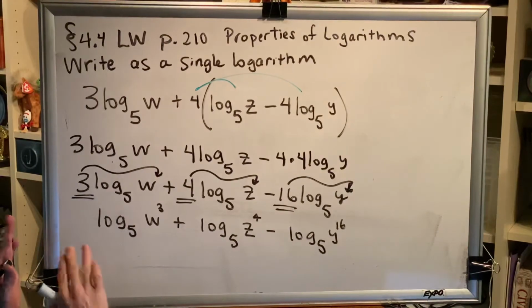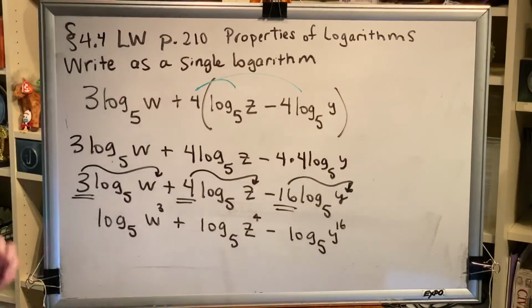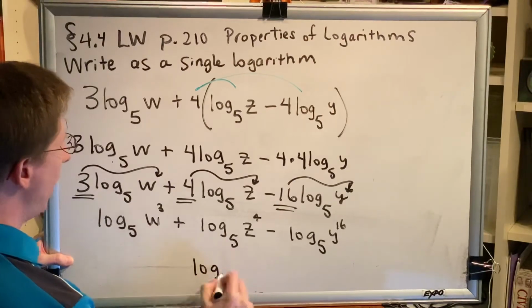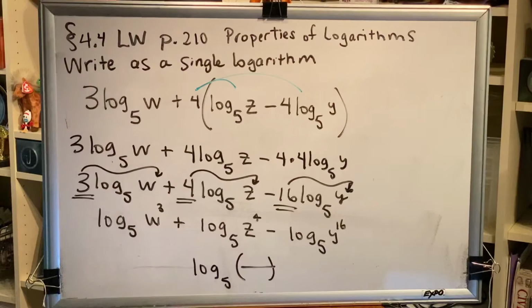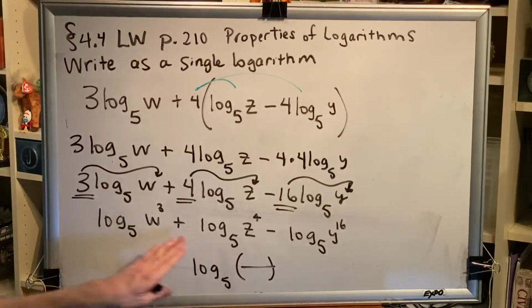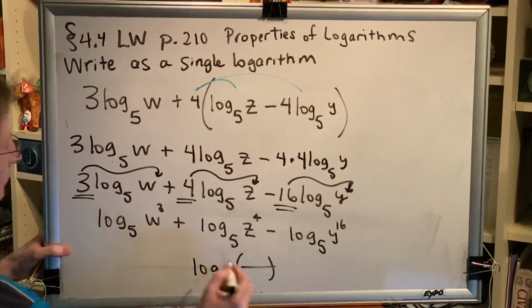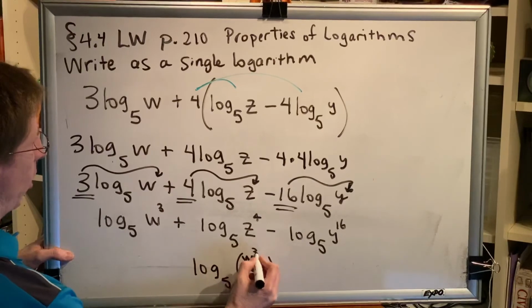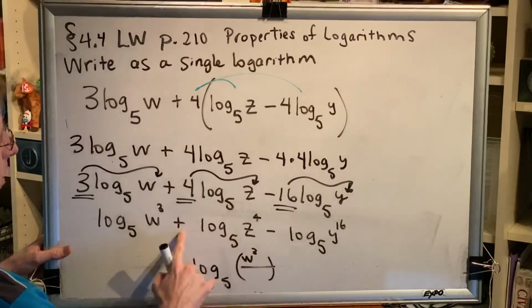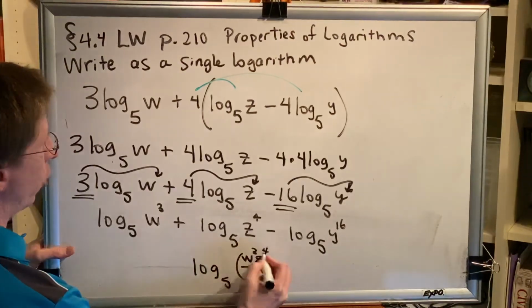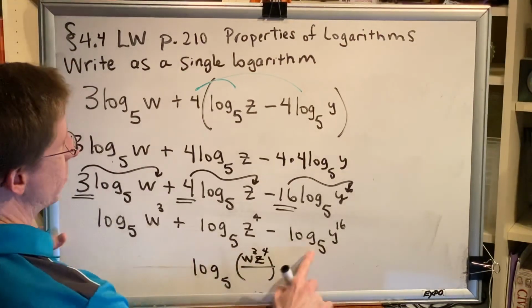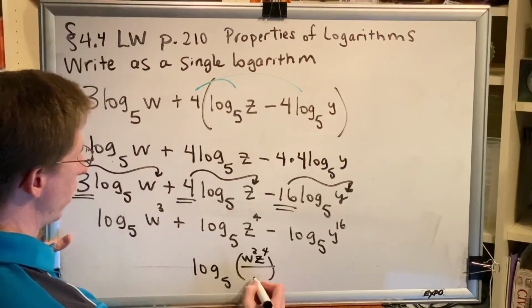Remember, when you combine logs that are being added or subtracted to make just one log, any negative log or log that is being subtracted will go in the denominator, but any positive log or log that is being added will have its argument in the numerator. So the w cubed is part of a positive log, so its argument goes in the numerator. The z to the 4th is part of a positive log, a log being added, so its argument goes in the numerator. This y to the 16th is part of a log that's being subtracted, so its argument goes in the denominator.